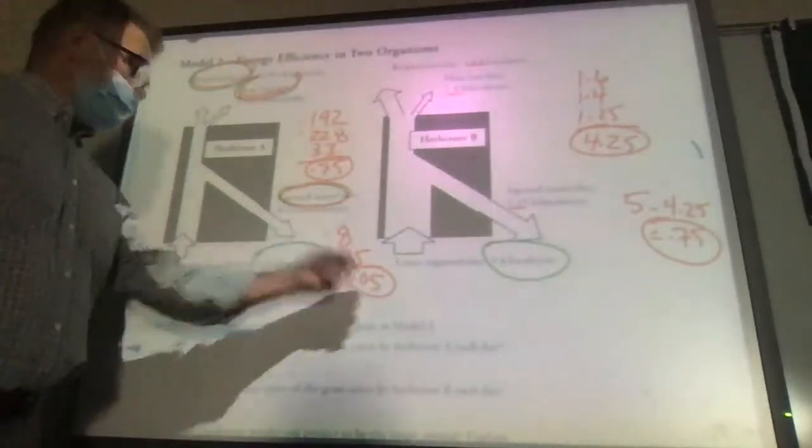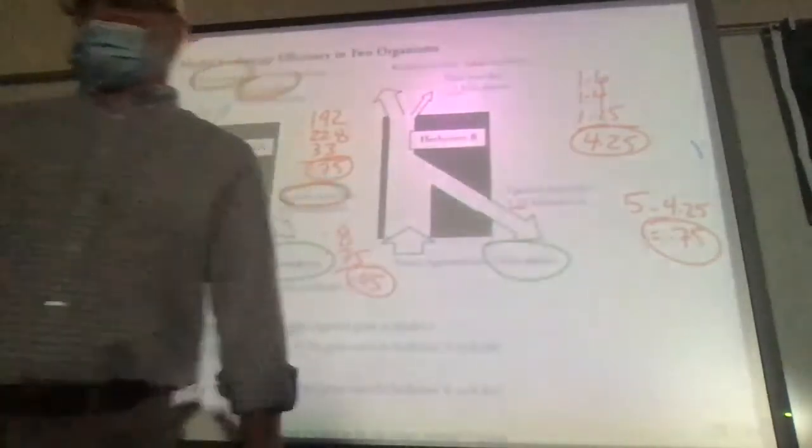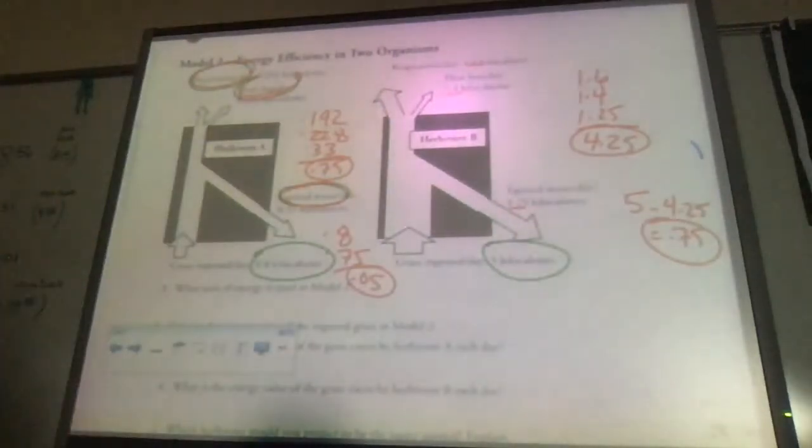So where is that 0.05 and where is that 0.75? Where is that energy going to? Which is what question 12 is getting to. Does the total amount of energy output for each herbivore add up to the total amount of energy eaten by each herbivore? No, it doesn't. In herbivore A, we're 0.05 kilocalories short, and in organism B, we're 0.75 kilocalories short. So where is that other energy going?